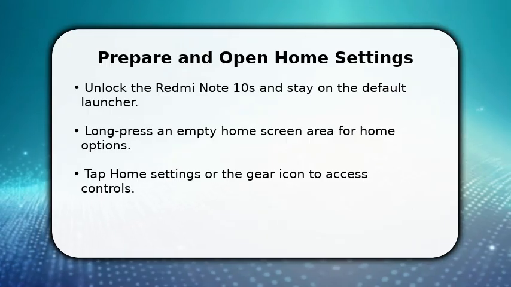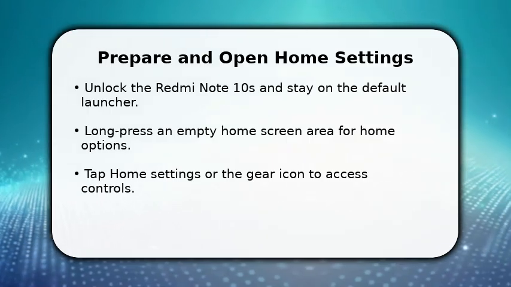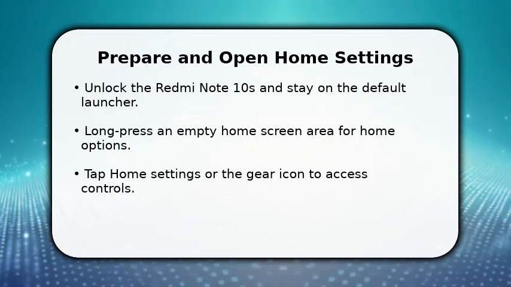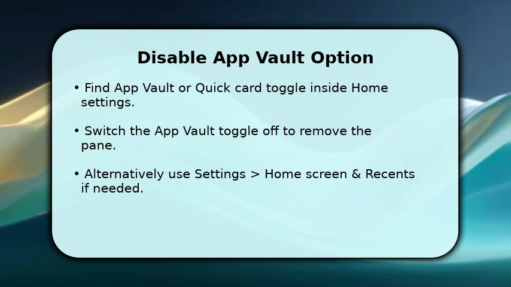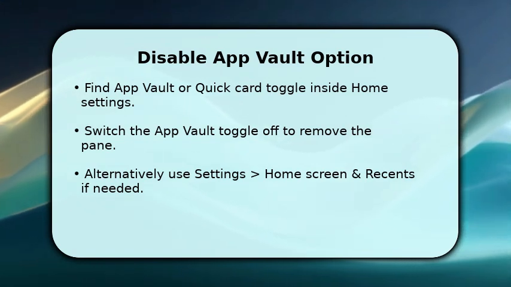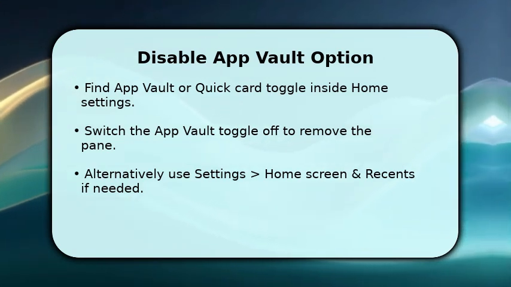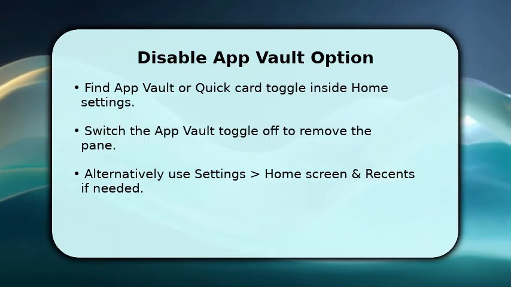You do this because App Vault is a home screen feature, so you must change launcher settings rather than app settings to stop it. Now locate the App Vault entry, sometimes called Quick Cards, in Home Settings. Toggle App Vault off. You should see the leftmost pane disappear instantly.